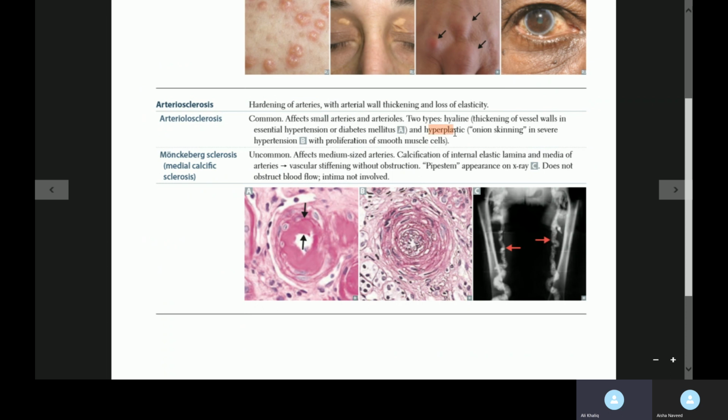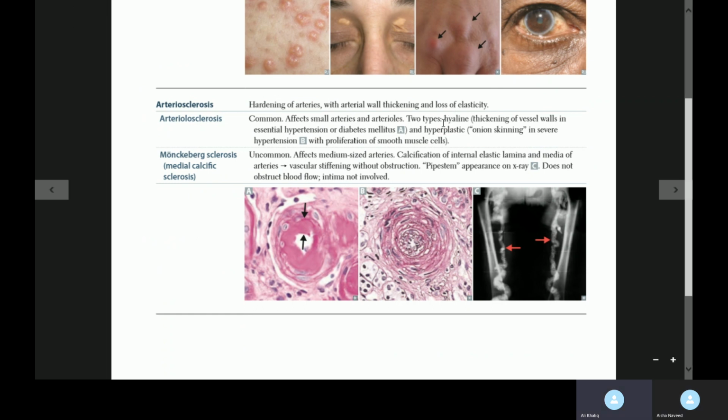Now let's talk about the hyperplastic type. Hyperplastic type is seen in malignant hypertension, because malignant hypertension is a very severe condition and it can cause end organ damage acutely. So that's why the hyperplastic type can cause acute renal failure. You understand it now? Makes sense. So the hyperplastic type, because it's malignant, is causing acute renal failure. The hyaline type is chronic, so that's why it can cause chronic renal failure. Simple difference.